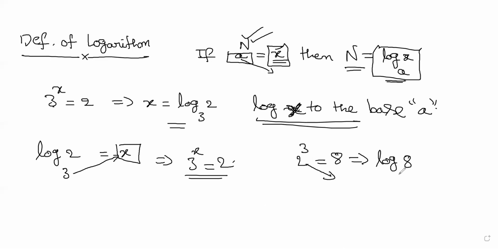2 goes to the base. Log 8 to the base 2 is 3. Now reverse it and look: 2 cube is equal to 8. Clear? Yes, sir. Okay, so that's most important while doing logarithms. So these are the conversions.